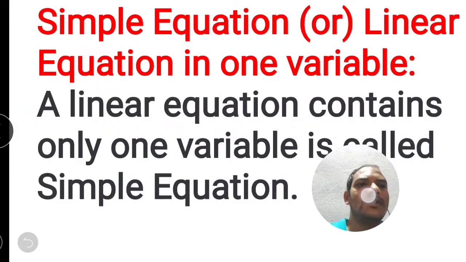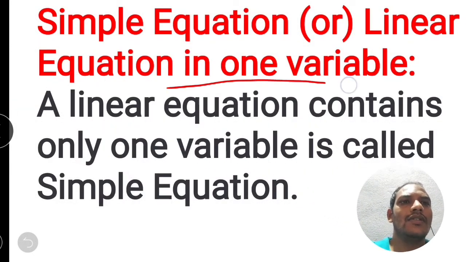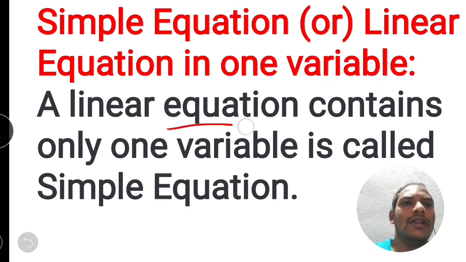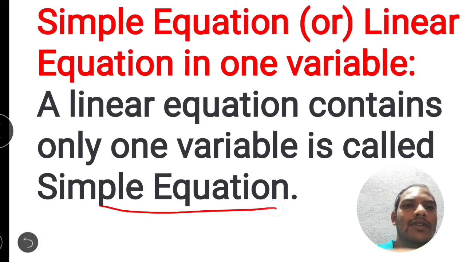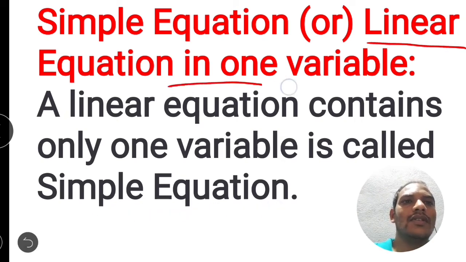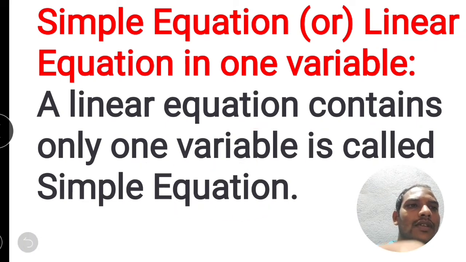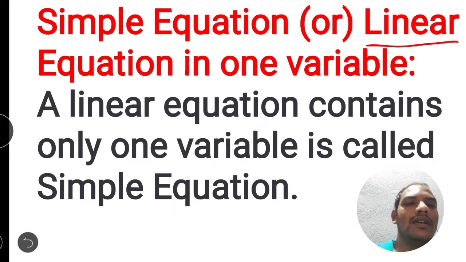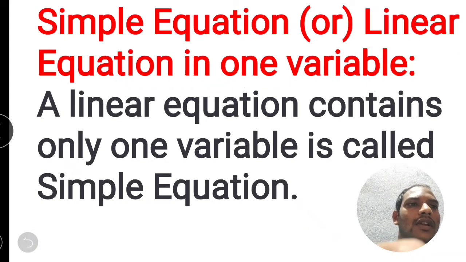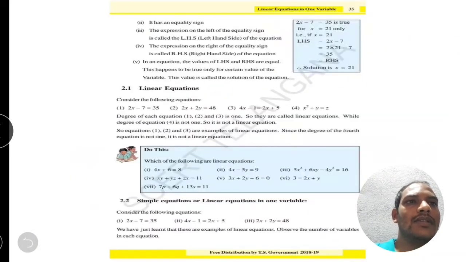The next definition is simple equation, or linear equation in one variable. A linear equation that contains only one variable is called a simple equation. And what is its another name? Linear equation in one variable. Let's see some examples on page number 35.